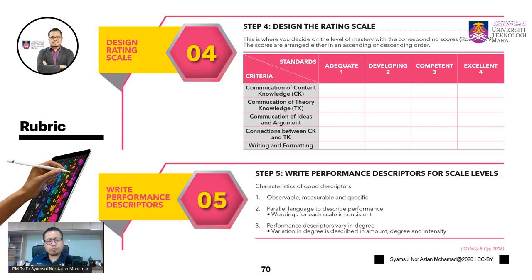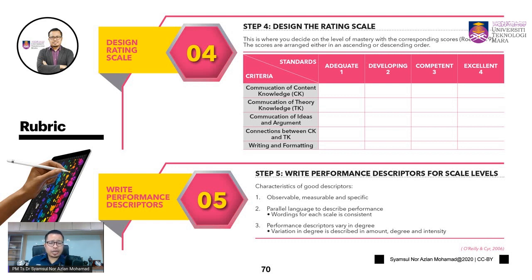And for step 5, you need to write the descriptors for skill levels. So meaning that when you create and write the performance descriptors, there are 3 characteristics you should keep in mind. The first one is that the description must be observable, measurable, and specific. Number 2, it must use parallel language to describe performance. Wording for each skill must be consistent. I think that most of the problem in developing a rubric is inconsistency in terms of wording.